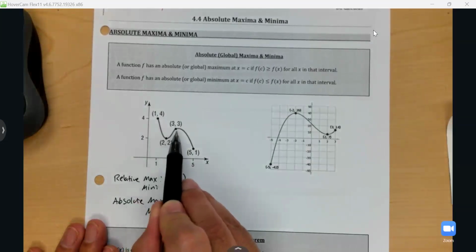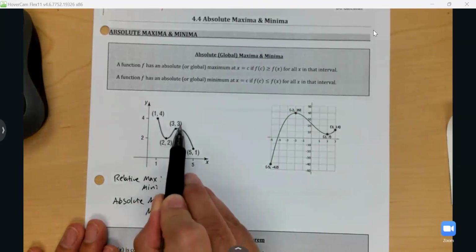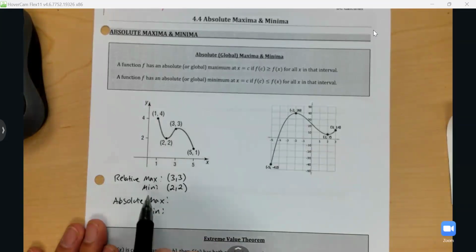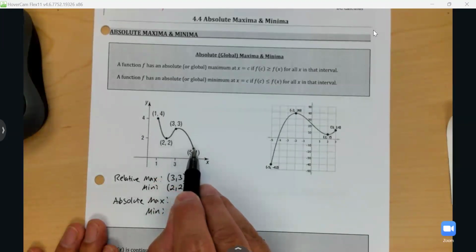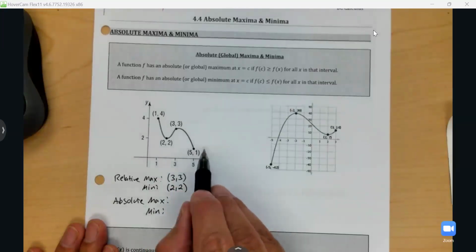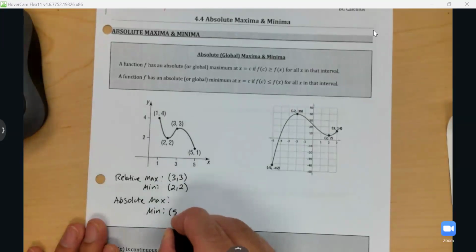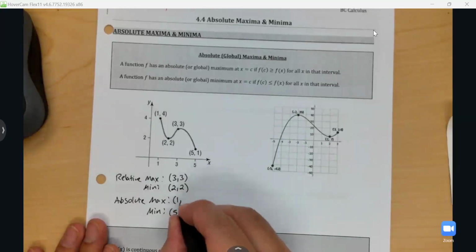Okay, so meaning from both sides, you need to be going down and then back up. So basically you can't have a relative max or minimum at an endpoint. Yes, I know it goes down here, but there's no other side to the right of this. So this can't be considered a relative minimum. Okay, but 5, 1 would be my absolute minimum. And 1, 4 would end up being my absolute maximum.